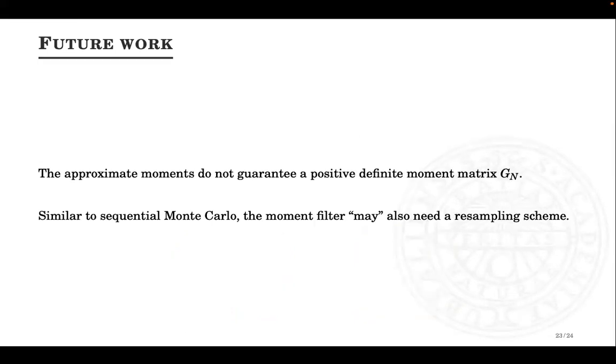Another problem is that the filter is a propagation of approximate moments. So these approximate moments do not guarantee that we will have positive definite Gramian matrices. So it might have stability problems, depending on your applications. Maybe similar to sequential Monte Carlo, we might also need some resampling scheme, so that if it's approximate moments, we can find a completion of the moment sequence to make it positive definite.